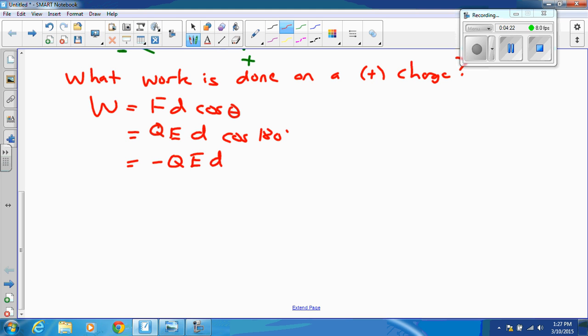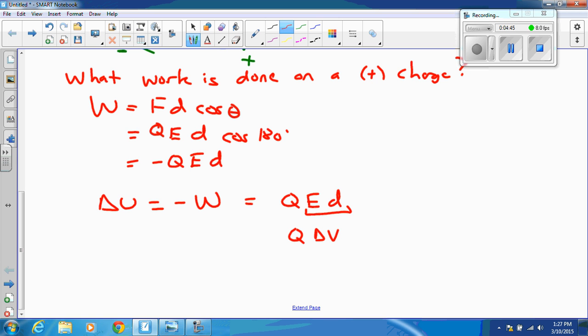And so the work that's done is negative QED. And as a result of that work, we go up in potential energy. The potential energy is the opposite of the work done. And therefore, the change of potential energy is positive Q times E times D. And this right here is my delta V.